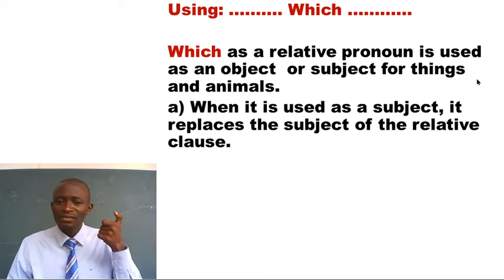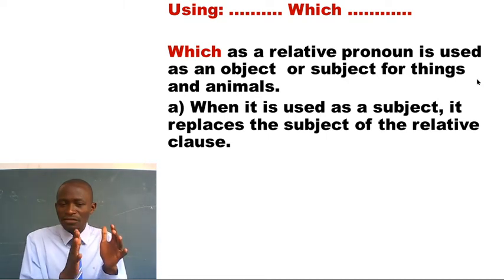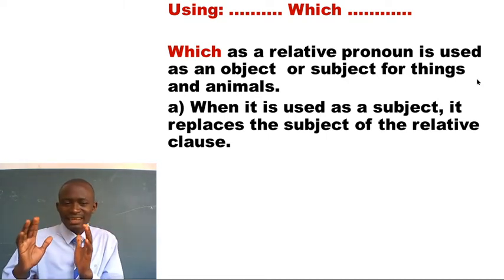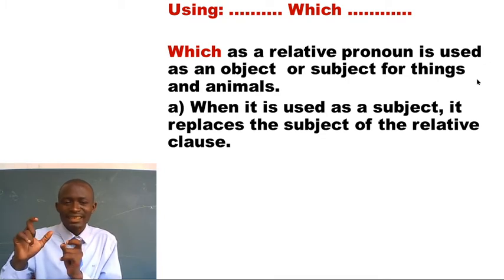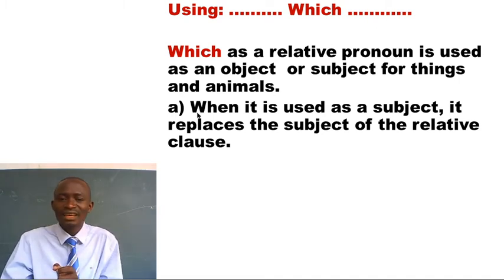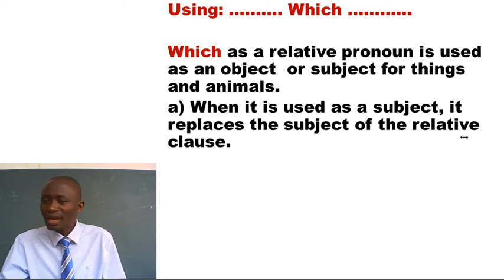It passed in front of Jaja's house last week. You realize that we have the first clause, I saw a cat. Then the next one says, it passed. That "it" is going to be replaced by a relative pronoun, which, if I'm to join the two sentences together. That's what this line is meaning: when we use it as a subject, it replaces the subject of the relative clause.